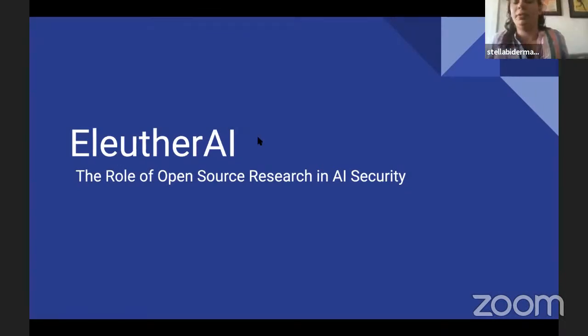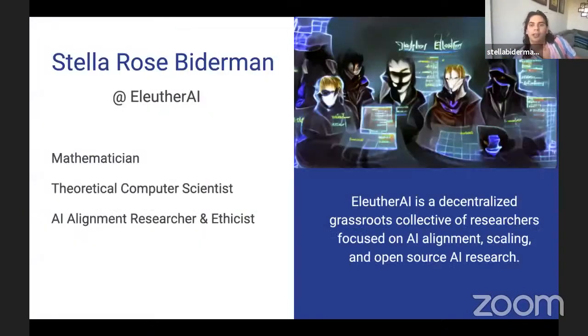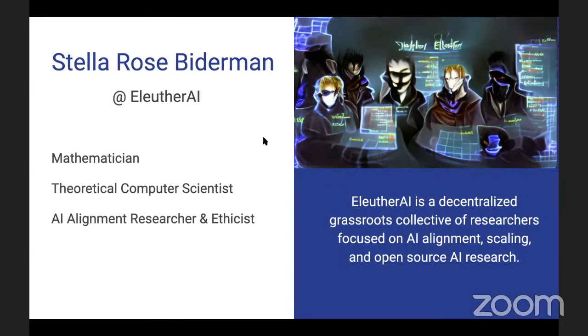So hello, my name is Stella Biderman, and I am one of the leaders of an organization called EleutherAI. And a little bit about us. I am a mathematician, a theoretical computer scientist, and recently more and more an AI alignment researcher and AI ethicist. A lot of the conversations we've had today have focused on how it's important to make sure that these powerful models are aligned with human values. And that's something that I've grown very much invested in working on and am very excited about. EleutherAI is a decentralized, which is a fancy way of saying poorly organized, grassroots collective of researchers that work on AI alignment, scaling, and open sourcing AI research.